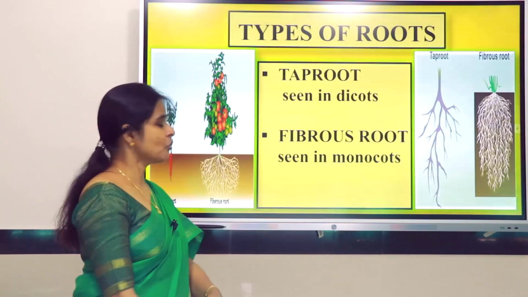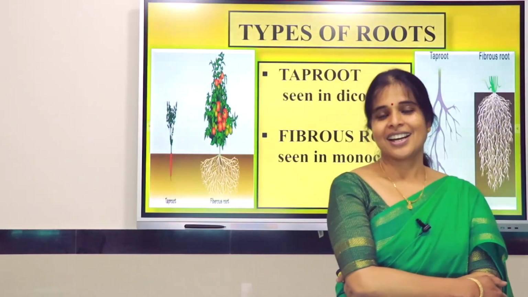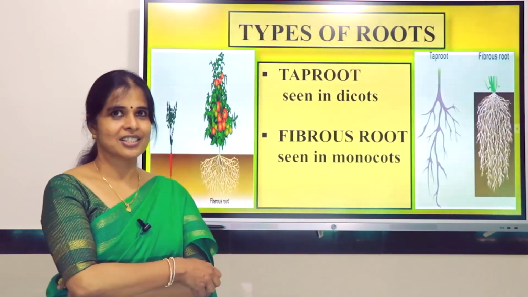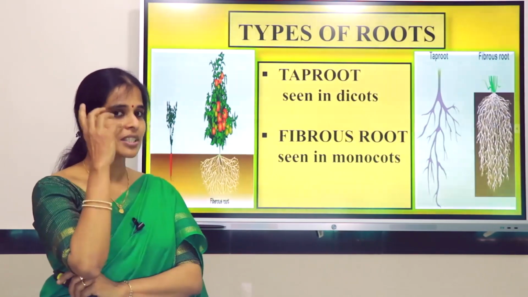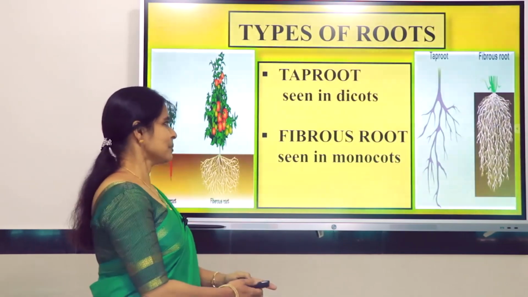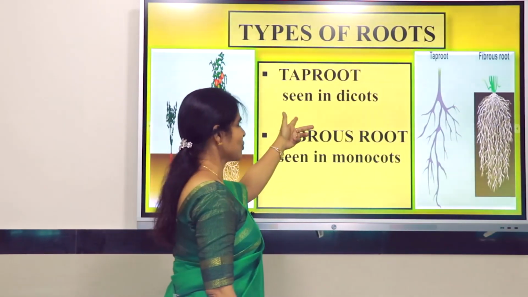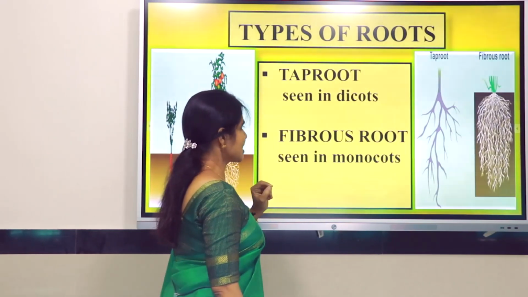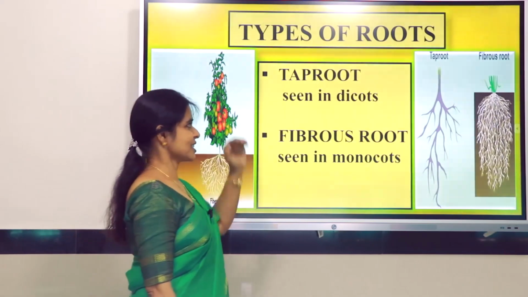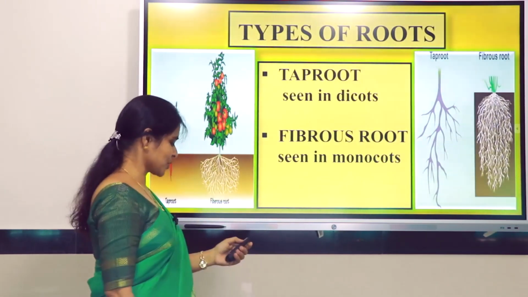Now let us move on to the different types of roots. We must have seen many types of roots. At least now it's time to think about the different types of roots. Now you have to come with me, you have to think about different types of roots. There are two types of roots generally seen. One is taproot, the other one is fibrous root. What is taproot? What is fibrous root? We just have to study.